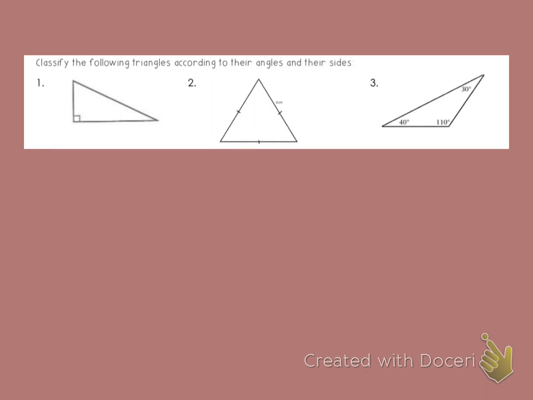So here, classifying by angle and by side, we notice that this is a right angle, so that would be a right triangle. And then there are no tick marks on this at all, so that means that none of the sides are equal, which would give us scalene. Here we do have three tick marks, and they all have one tick mark, which means all the sides are equal. And remember, when all sides are equal, all angles are equal. So this is an acute equilateral triangle.